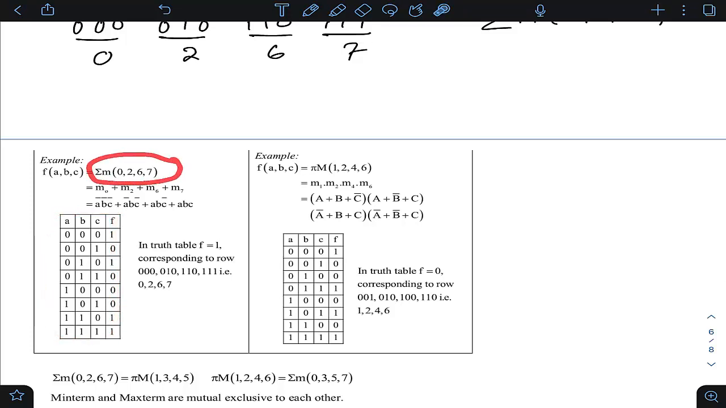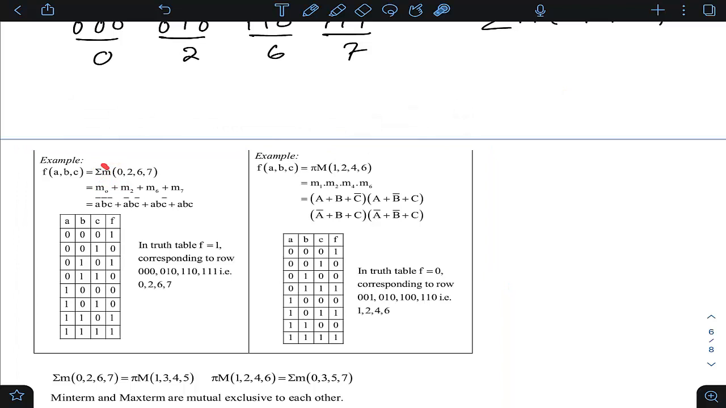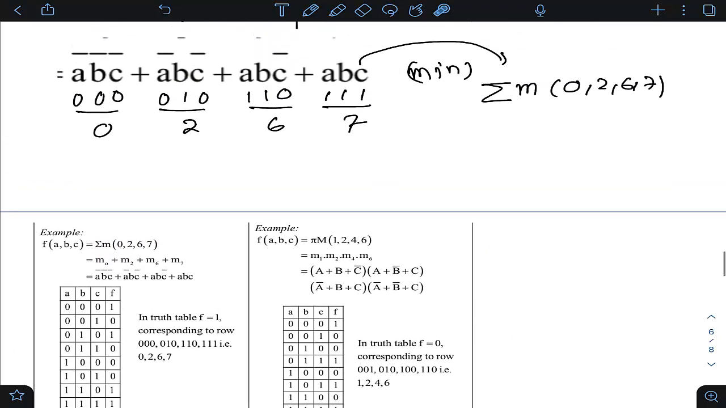So this truth table can be written simply as 0, 2, 6, 7 with a sum symbol, because we know that in the canonical SOP form, every term is separated by plus. That's why we are using this sum sign. And because it is a minterm, I am using the small m notation, and these numbers are 0, 2, 6, 7. So what we have understood is, from a given truth table, how to write its canonical SOP format, and from the canonical SOP format, how to give it shorthand notation.